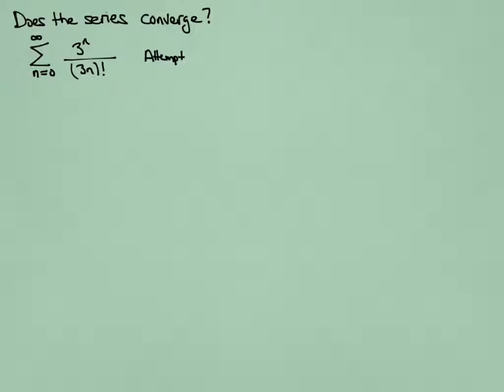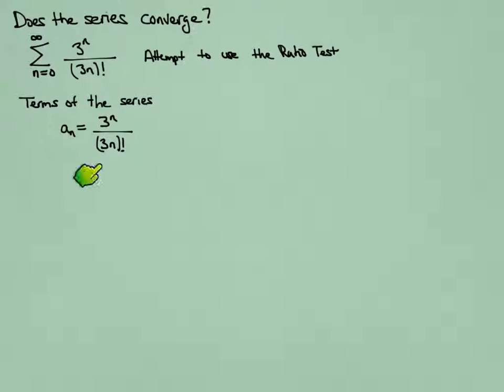One approach, and a good approach here because of the appearance of factorials, is to attempt to use the ratio test. To do so, I first should identify what the terms of the series are. I'm going to call them a_n, and they're of this form, 3 to the n over 3n factorial.